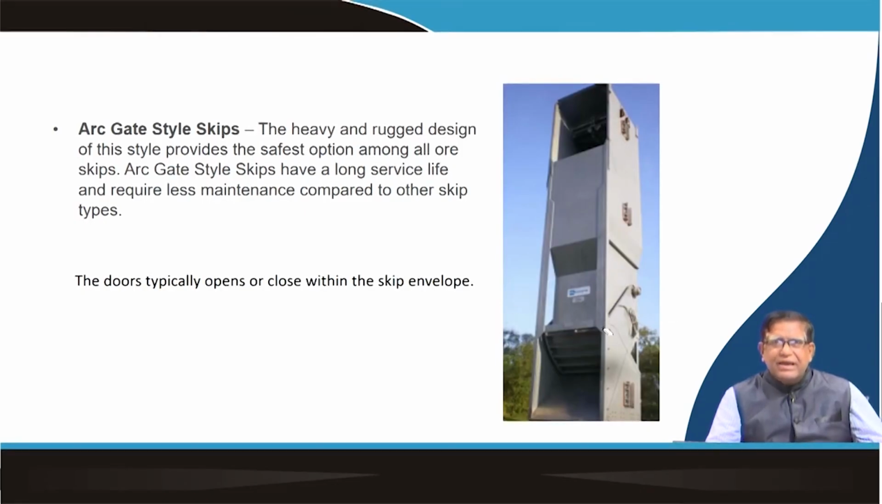Similarly, you have some arc gate skips. Here you have the door, which opens and closes by an arc. So, this type of skip is called the arc gate type of skip. So, you can see over here how things get innovated.